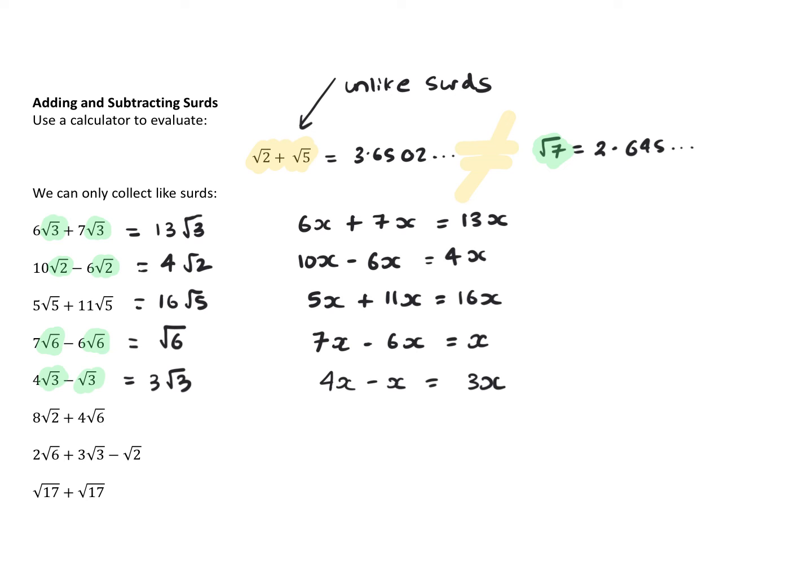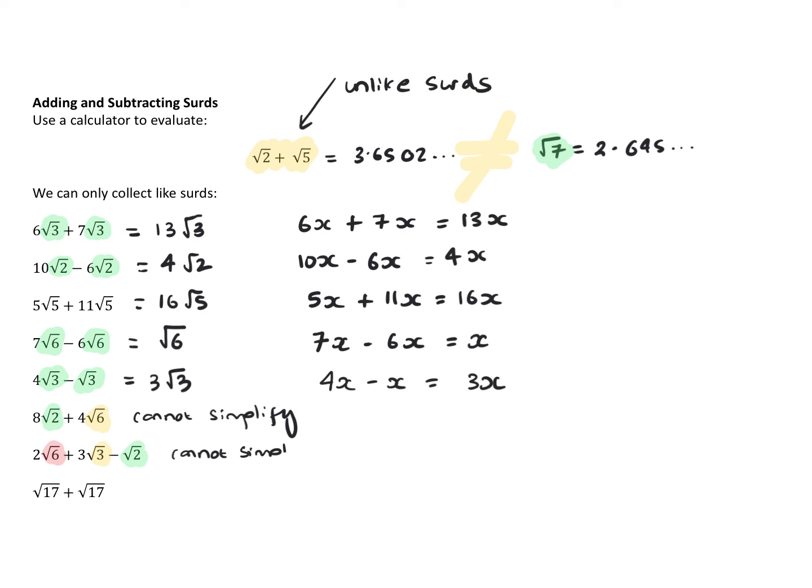Right. The next question, 8 root 2 plus 4 root 6. Well, in this question, you have a pair of unlike surds, so you cannot simplify this any further. And in the next question, you've got 2 root 6 plus 3 root 3 minus root 2. You cannot simplify.